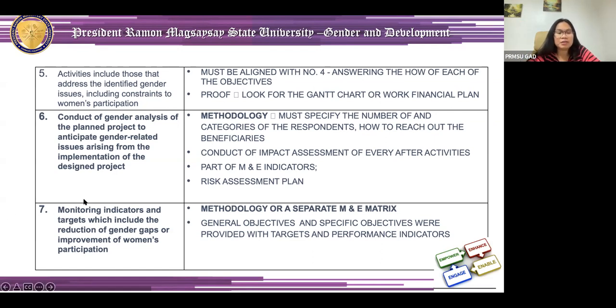Okay, monitoring indicators and targets which also include reduction of gender gaps. Kung ano yung na-identify nyong gap, ba, sa skill training, mas konti ang skills, let's say, mas konti ang skills ng mga lalaki. So yun po yung gender gap that you want to address.